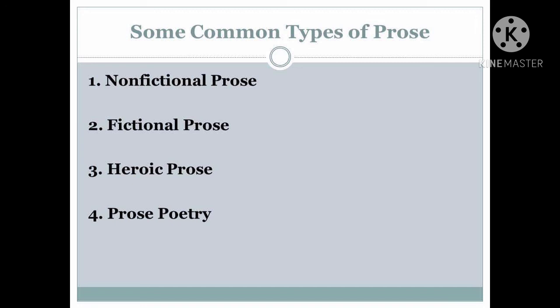Number 3, we have what we call heroic prose. When we say heroic, from the word hero, it is a literary work that might be recorded or recounted and which utilizes a significant number of the standard articulations found in oral custom. What are the examples of this? We have legends, stories, and epics, wherein the main characters are heroes.